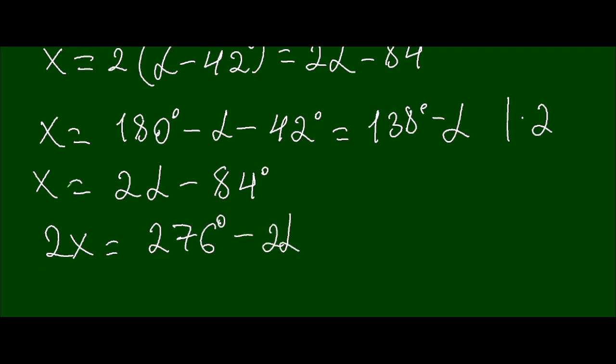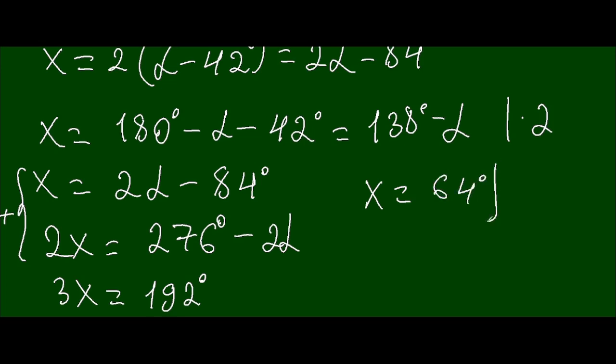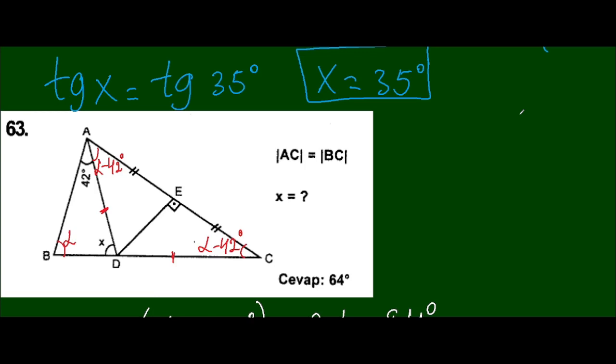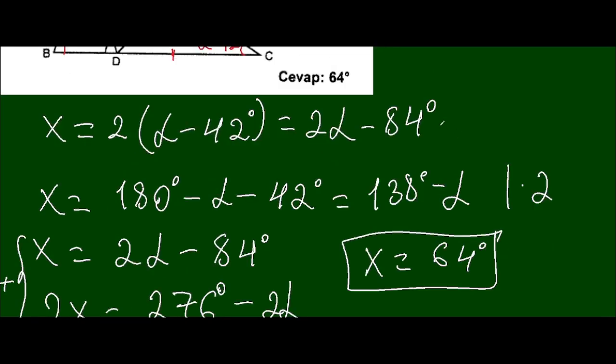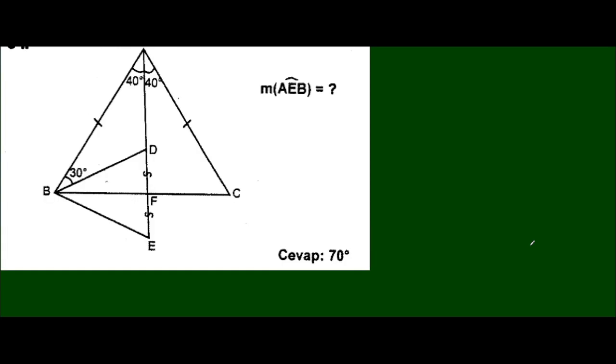And here we'll just solve these simultaneous equations. If we sum up these two equations, we can get 3x will be equal to, this will be cancelled, and we'll get 192 degrees. And here x will equal 64 degrees, if I'm not mistaken. It is right. So let's move on.